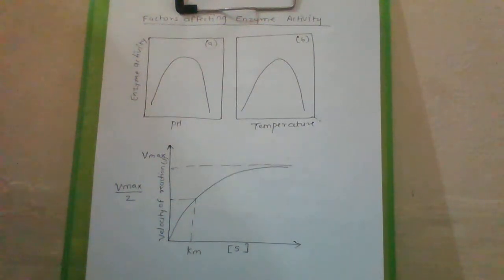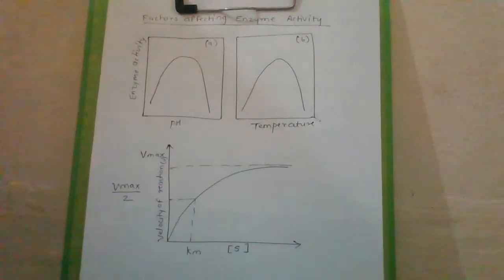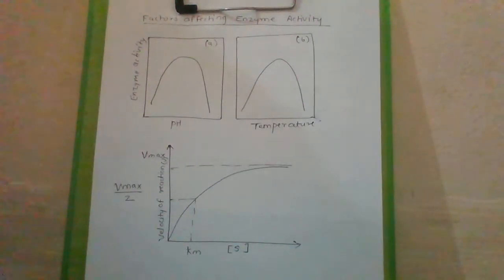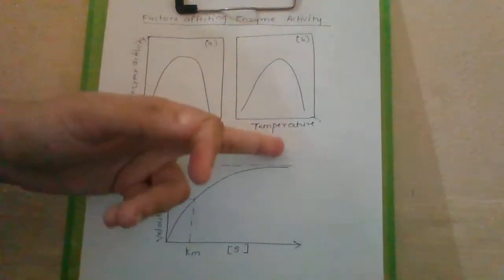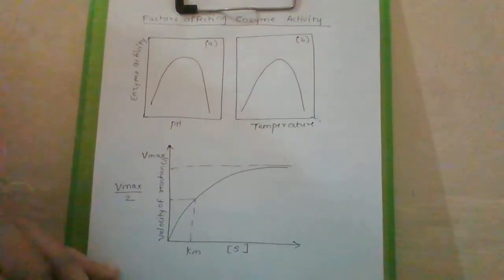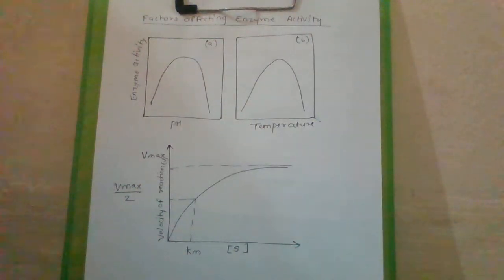Hello students, today we are going to discuss factors affecting enzyme activity. Previously we have discussed factors affecting photosynthesis. Now these are the factors affecting enzyme activity: pH, temperature and concentration of substrate. So we will discuss these three factors one by one.